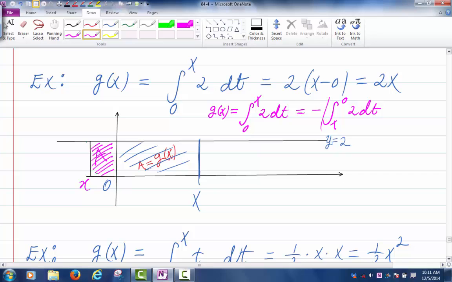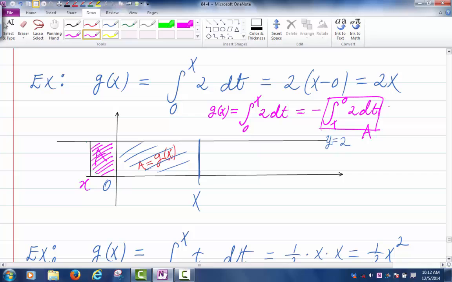Now what's the value of this integral here? It's not 2x. Remember, the value of g of x is still 2x. But what I'm saying is that in terms of area, what is that? Well, in terms of area, this is exactly a. So what am I getting? I'm getting negative of a, right?